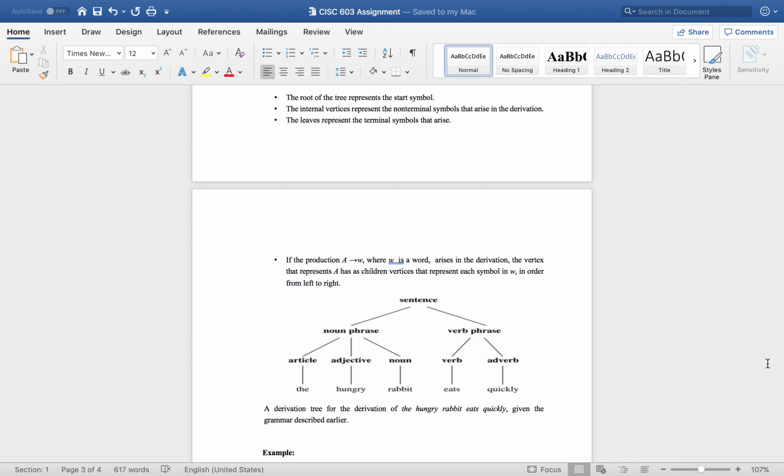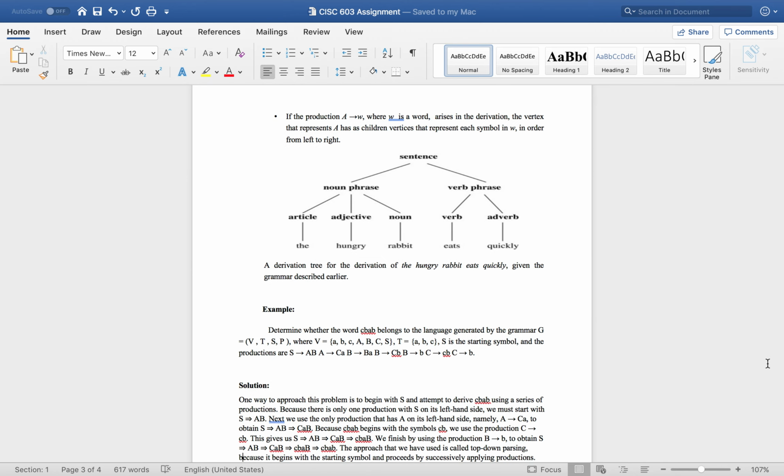Here, let's represent one sentence: the hungry rabbit eats quickly. That is a full sentence. If we derive the sentence, it is divided into the noun phrase and the verb phrase. If we again derive the noun phrase, it comes with the article, adjective and the noun. Here the article is the, the adjective is hungry and the noun is rabbit. If we derive the verb phrase, it is again derived into the verb and adverb. Here the verb is eats, the adverb is quickly. That is a derivation tree for the hungry rabbit eats quickly, given the grammar described earlier.